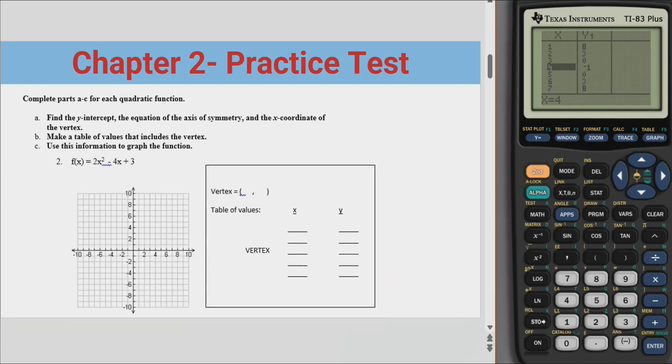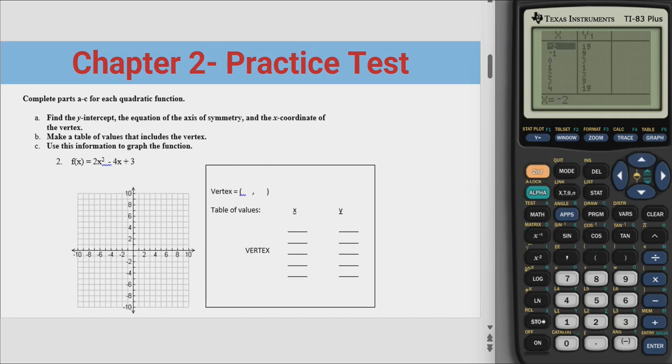Number 2, more of the same. New equation or function is going to go in. Clear out the old. 2x squared minus 4x plus 3. Always give it a quick look. Make sure that you have typed everything in correctly. Peek if you want to. I see it doesn't even come down and touch the x-axis, right? So I'm going to get my table of values going here.